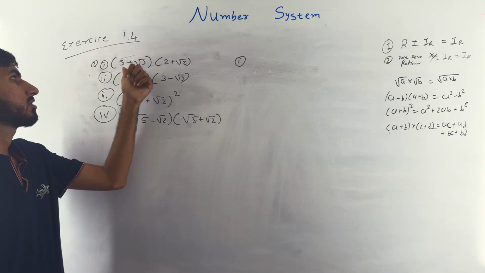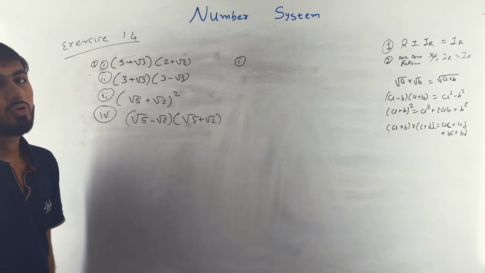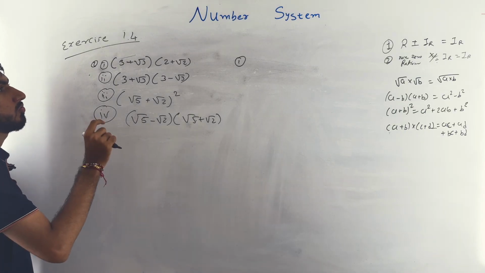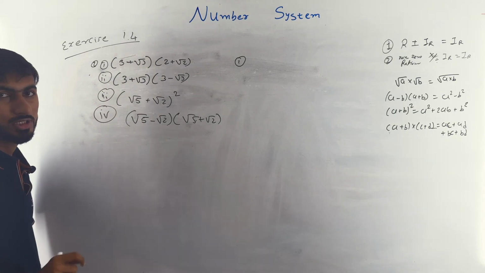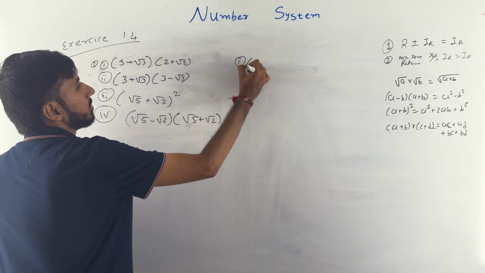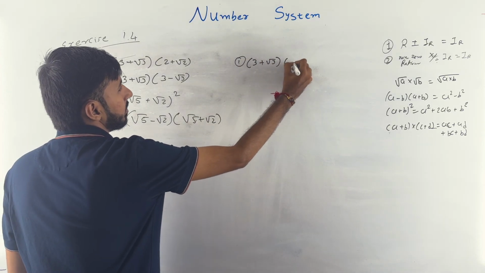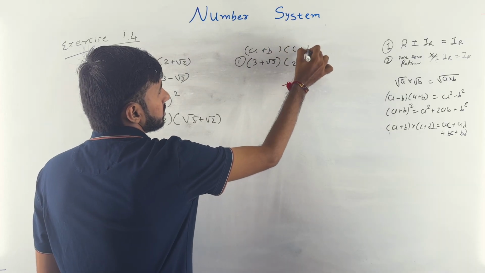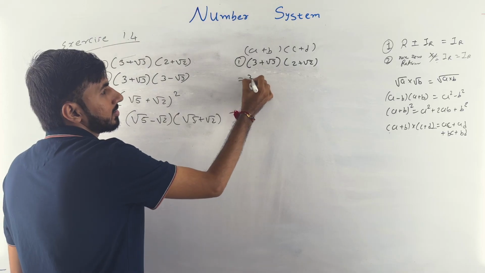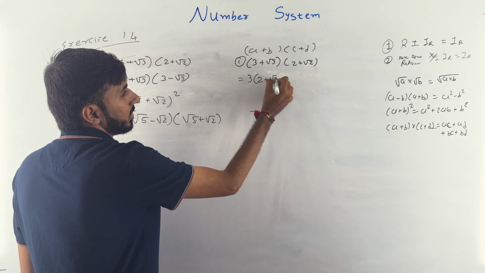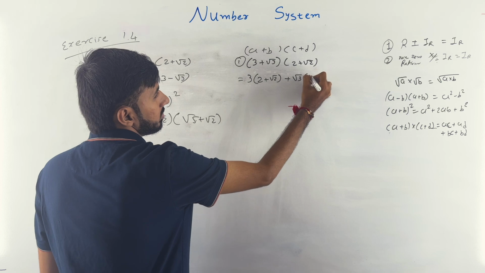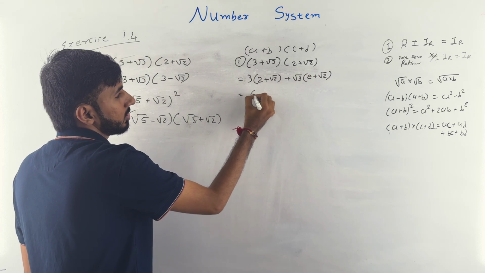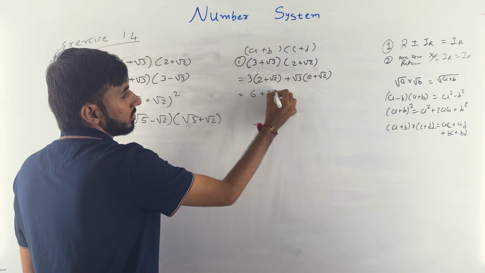Now here we have the first question, that is 3 plus square root of 3 multiply 2 plus square root of 2. This is the case of a plus b multiply c plus d, right? You just have to identify what type of question this is, and you will get the answer easily, right? So I have to multiply 3 with this bracket, then I have to multiply plus root 3 with this bracket. So multiplying 3 with this is 6, plus 3 multiplied by root 2 is 3 root 2 simply.